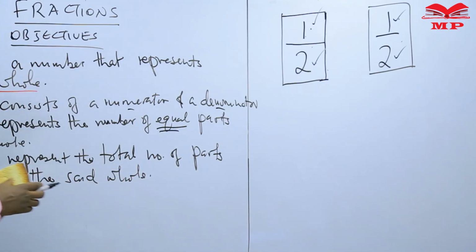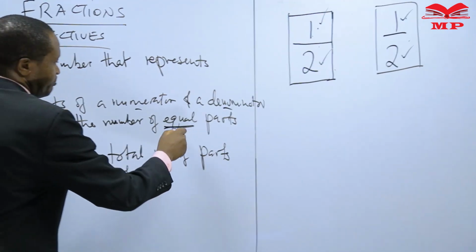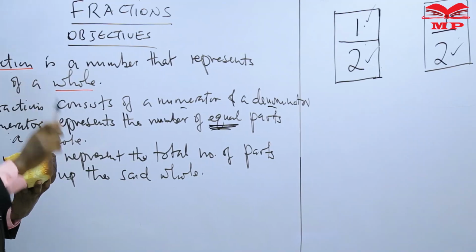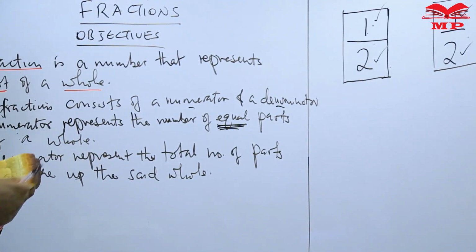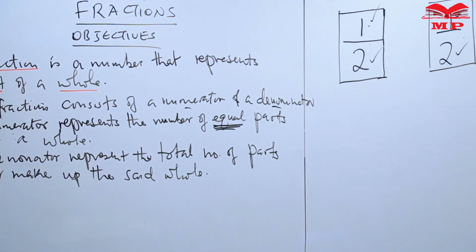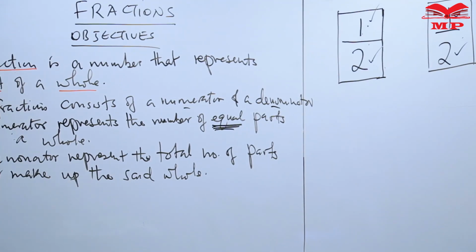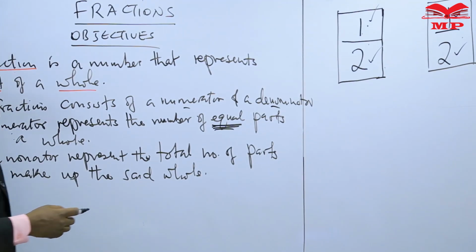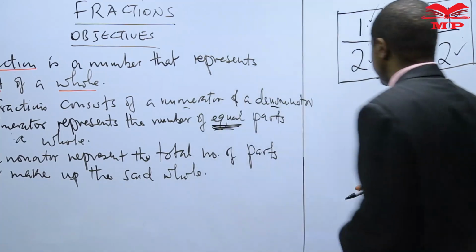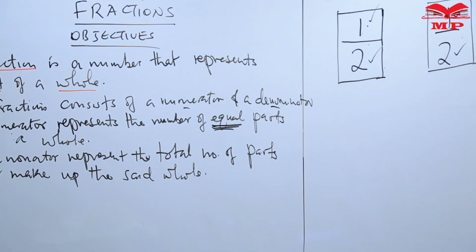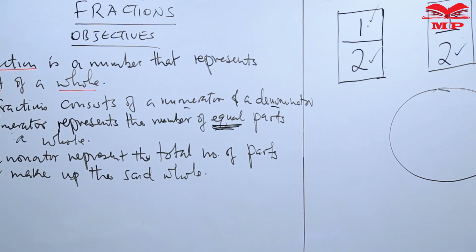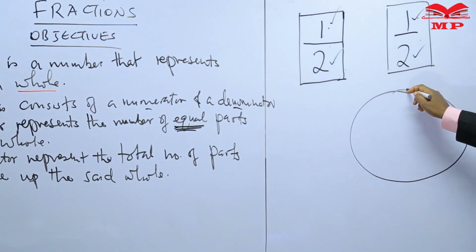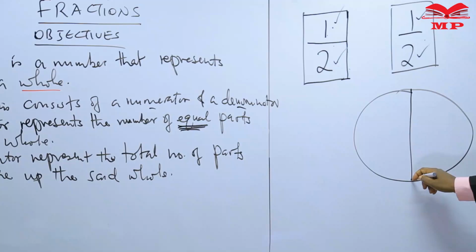You need to underline the term equal. They must be equal parts. And we can take another example, leaving the loaf on the table. We can take another example of, say, a circle. If you have a circle like that one, we may decide to divide this circle into 4 parts.